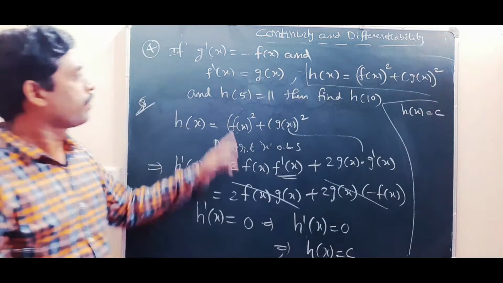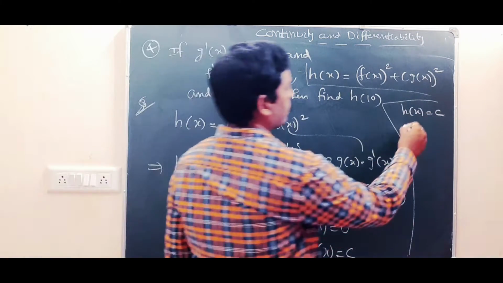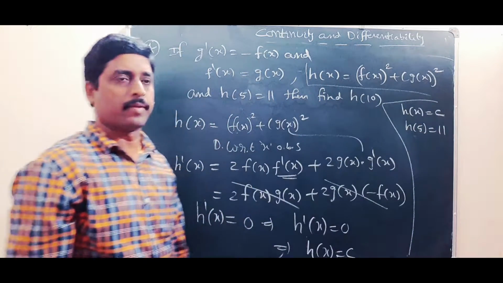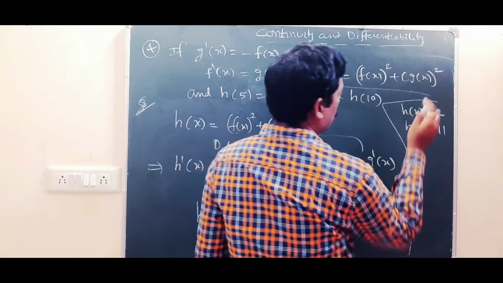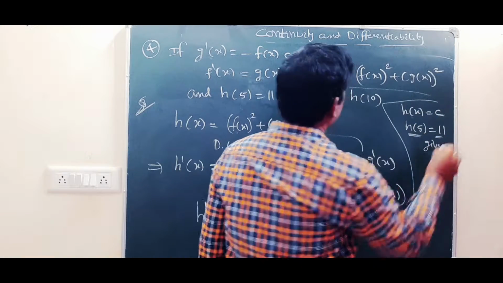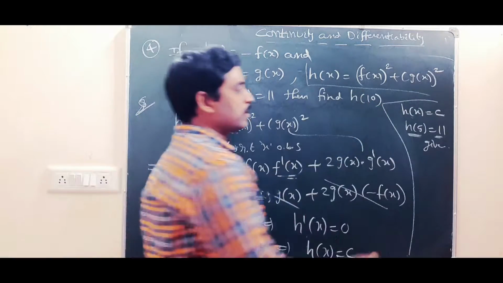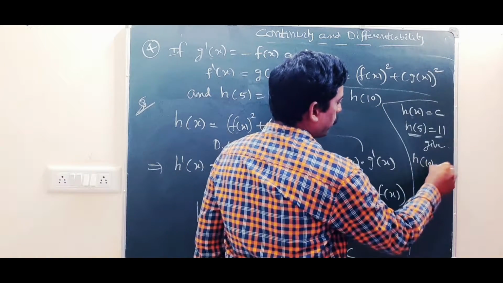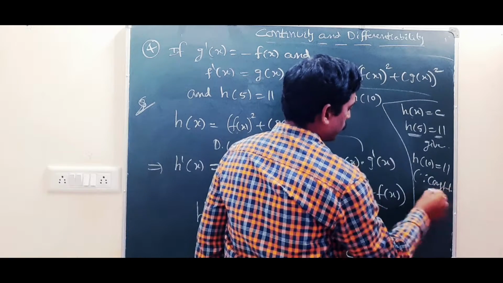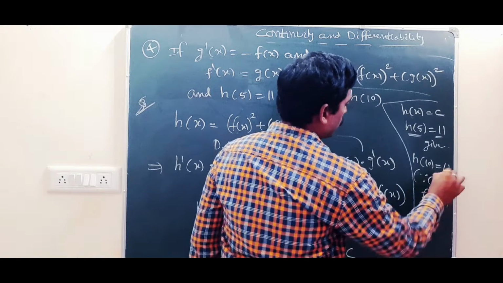So what is given? h of 5 value is given as 11. Since h is a constant function, and h of 5 is 11, but our target is h of 10, h of 10 is also 11 because this is a constant function. What is the answer? 11.